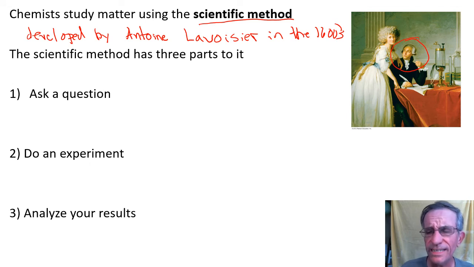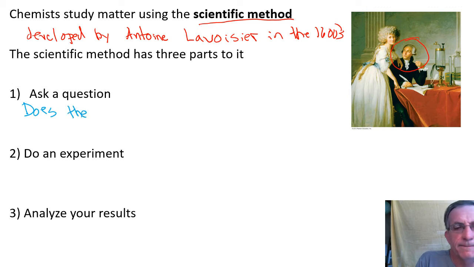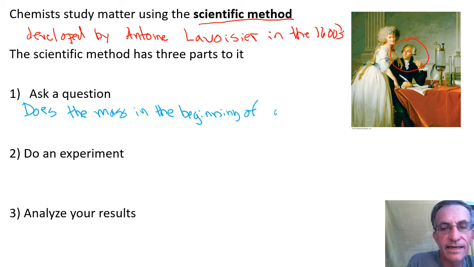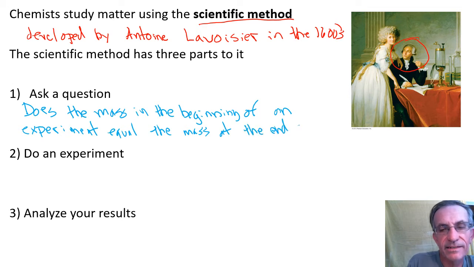All right, so let's do a little example, and let's try to do one relating to that video I just showed you. So let's say I wanted to know, when we do a little experiment like that with the copper and the nitric acid, and this is actually one of the questions Lavoisier was interested in, does the mass in the beginning of an experiment equal the mass at the end of the experiment?